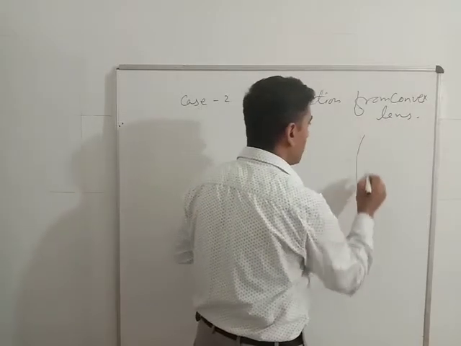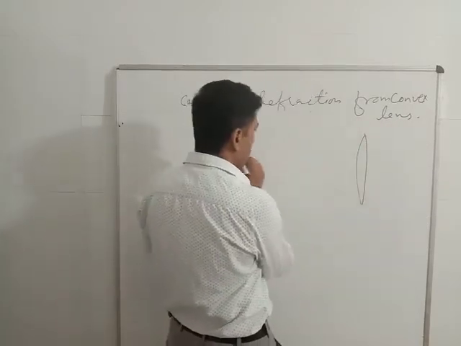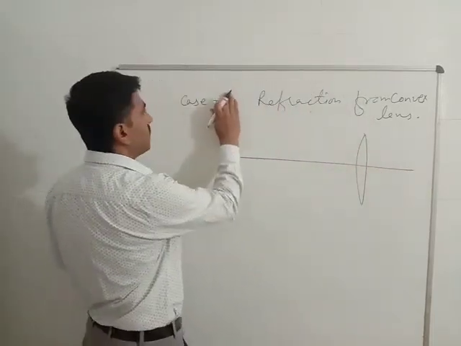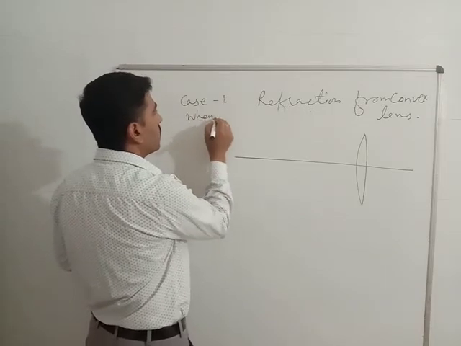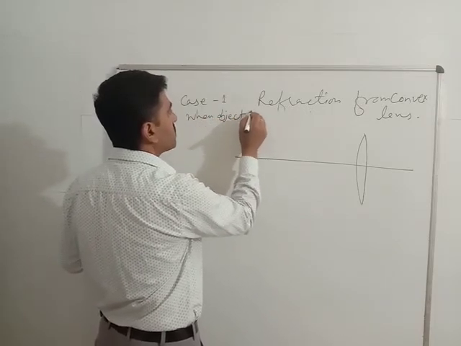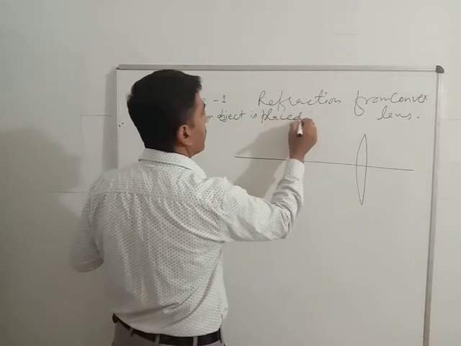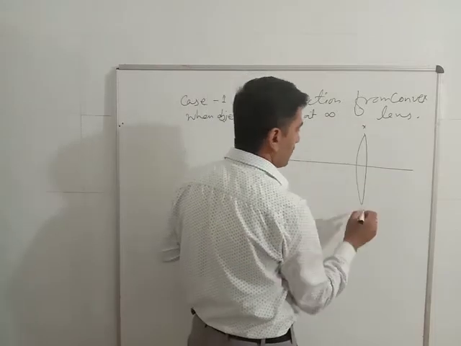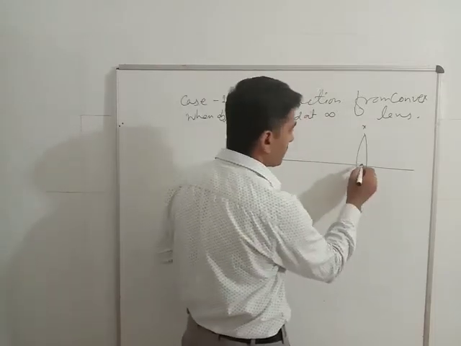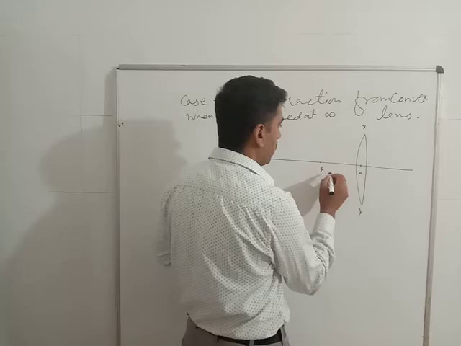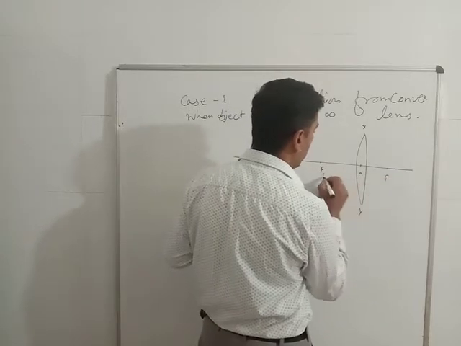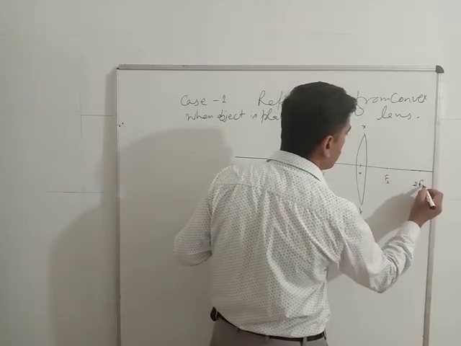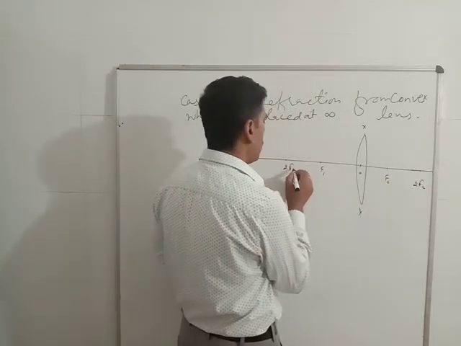So this is your double convex lens. Sometimes it's written double convex, sometimes it's written converging lens also. First case, case number 1: when the object is placed at infinity. This is the aperture and the ray of light, the principal axis, which is passing through the principal focus. Here the principal focus we can write as F1, F2. Double of the distance is written as 2F2, and here 2F1.